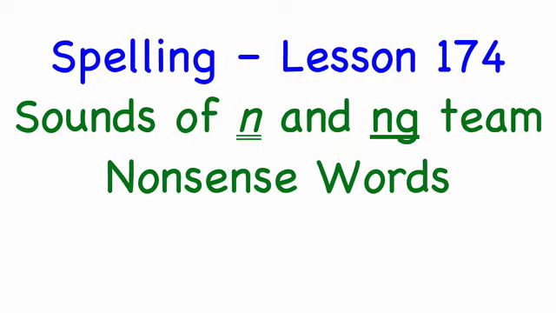And when N represents its second sound, you double underline the letter N to indicate the fact that it's representing its second sound. So we have 6 rows of words. These are nonsense words, either containing the NG team or the second sound of the letter N.